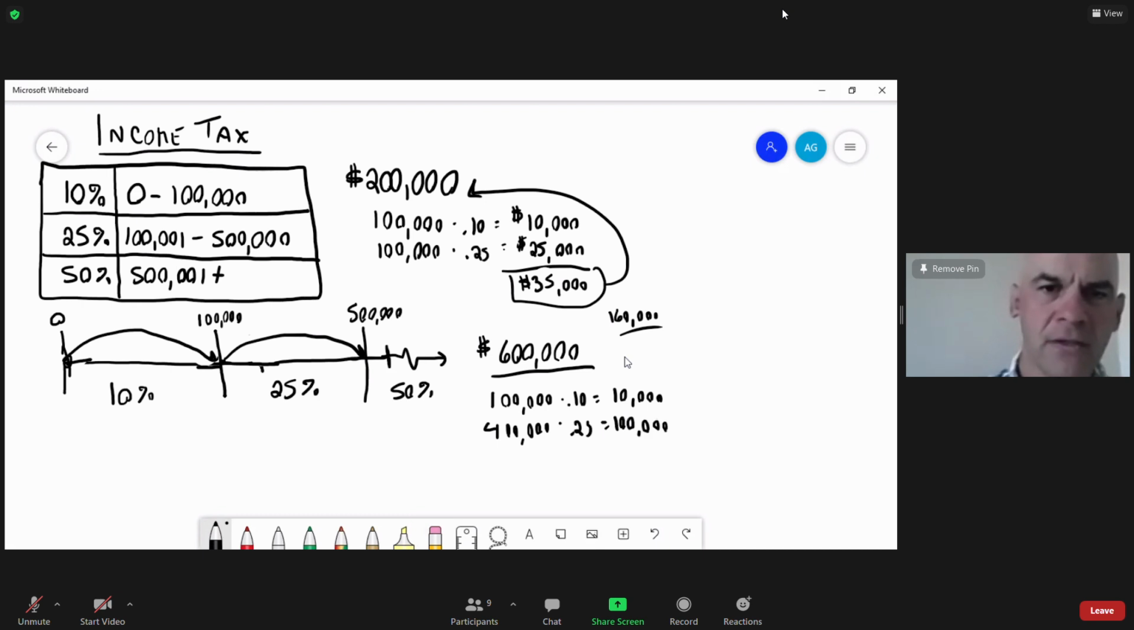And our last number here, where are we at? 600,000 here. Right there is another 100,000. By 50%, it's going to give us 50,000. Add those together. You get $160,000.